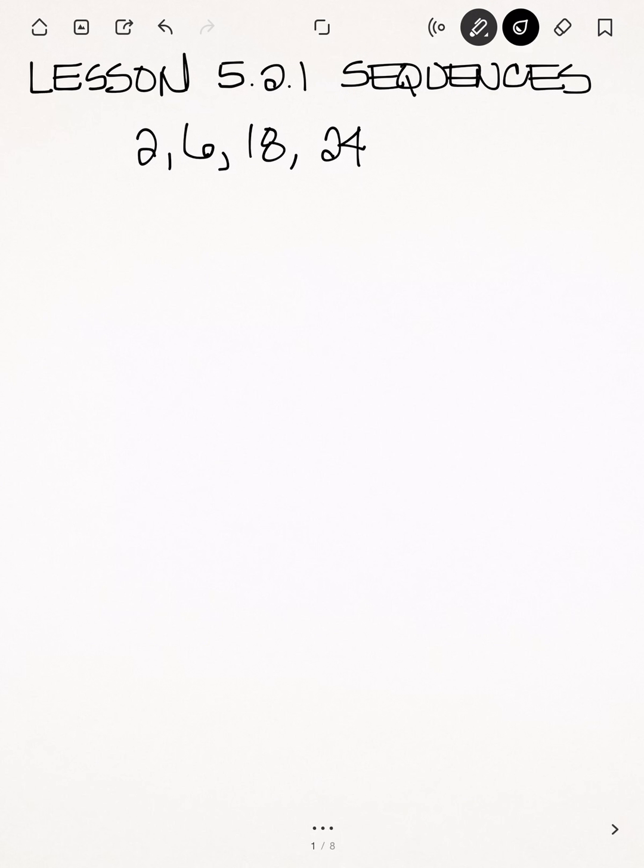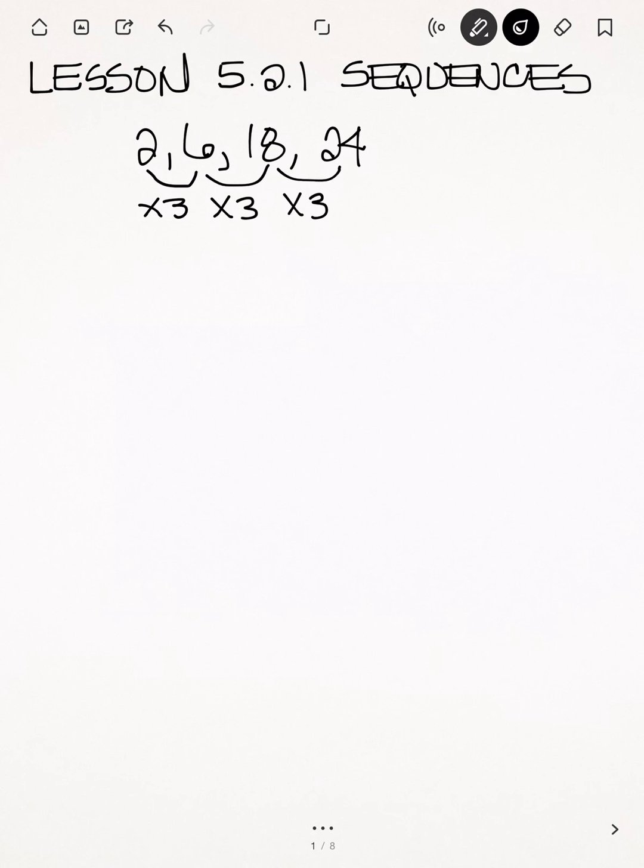So if you look at the 2 and the 6, you could add 4, but if you add 4 to 6, you're not going to get 18. So we would have to find some type of pattern that would get us from one term to the next. So if you look carefully, you'll see that if you want to get from 2 to 6, you could multiply by 3. And if you go from 6 to 18, you could also multiply by 3. And you want to find that constant that will take you from one term to the next.